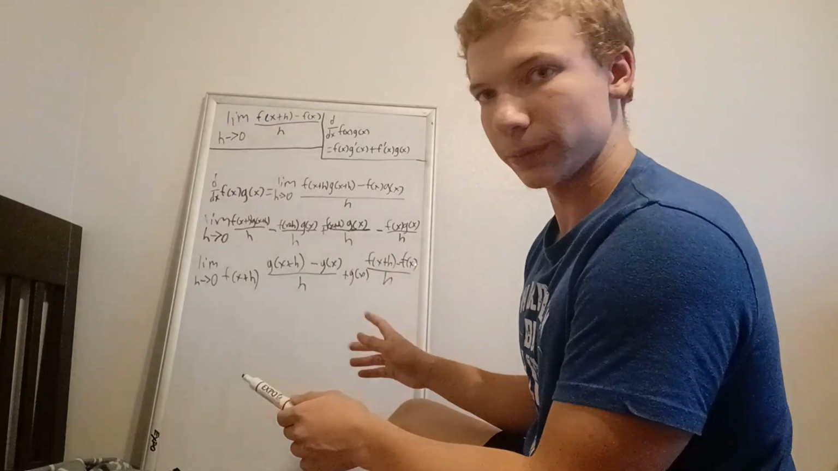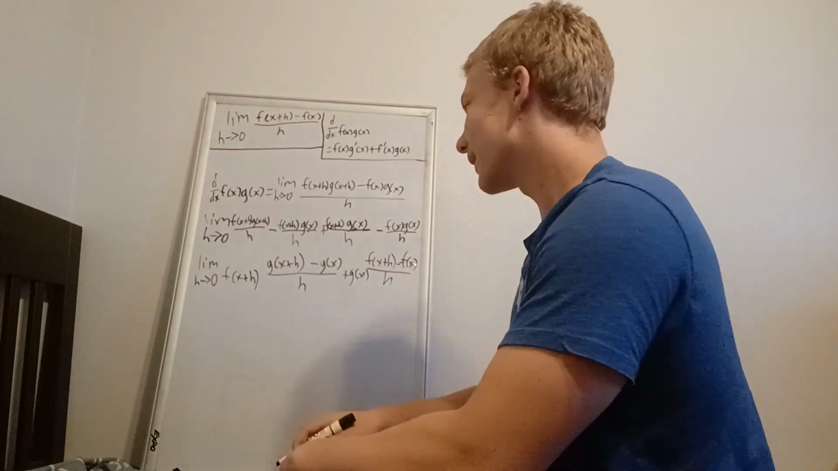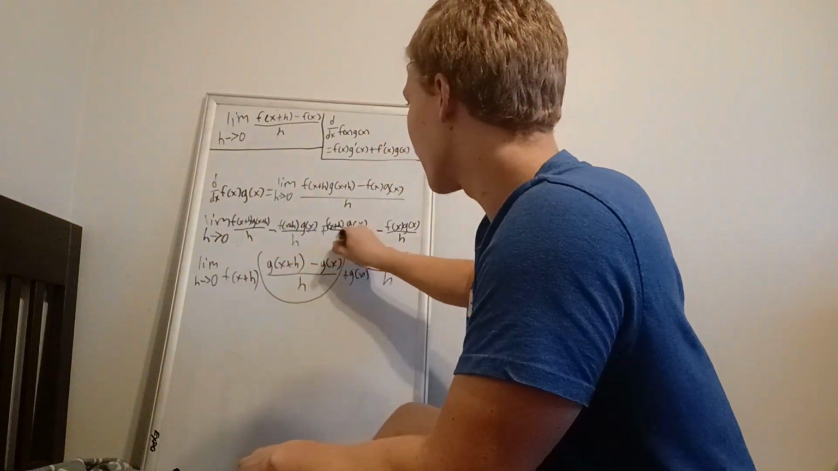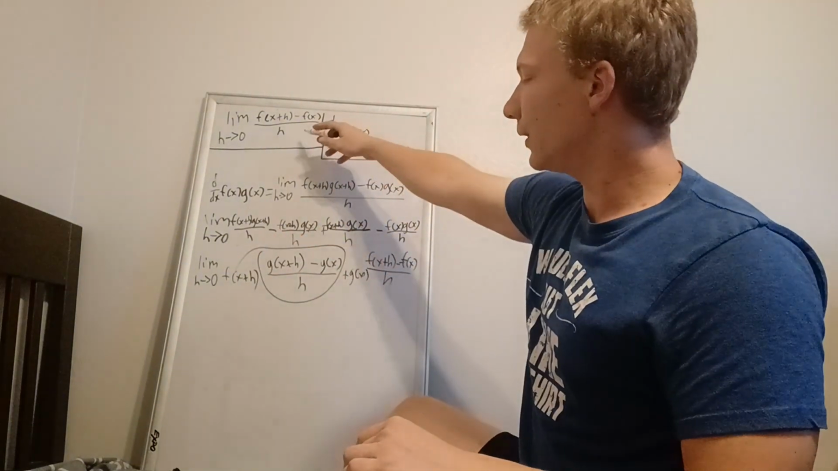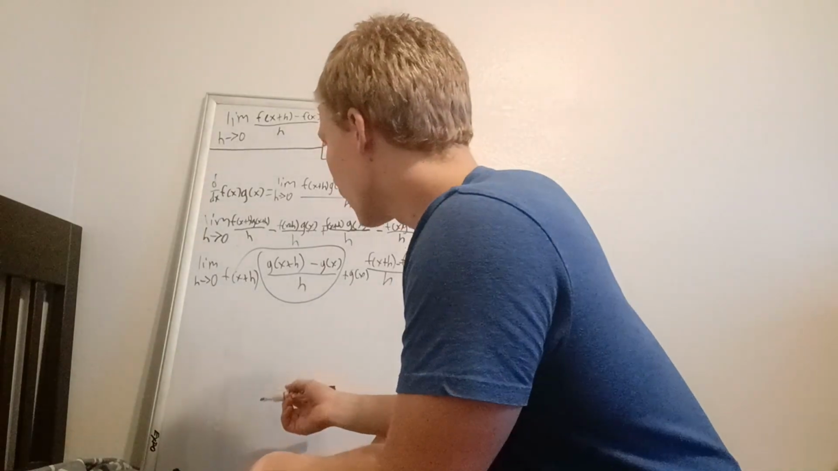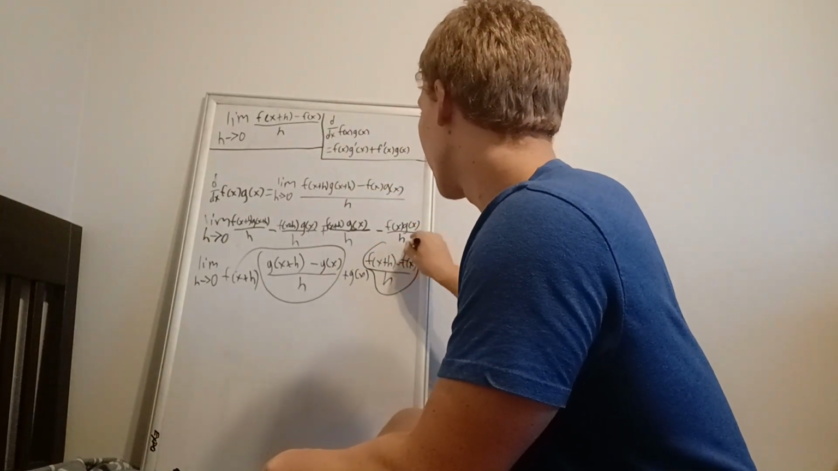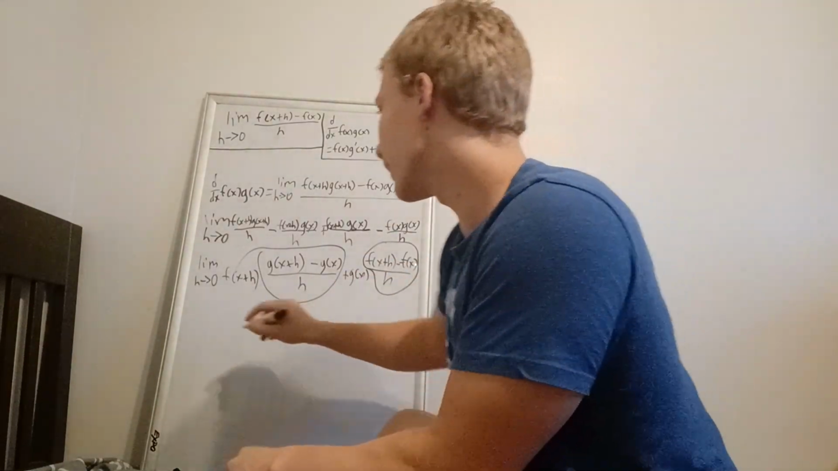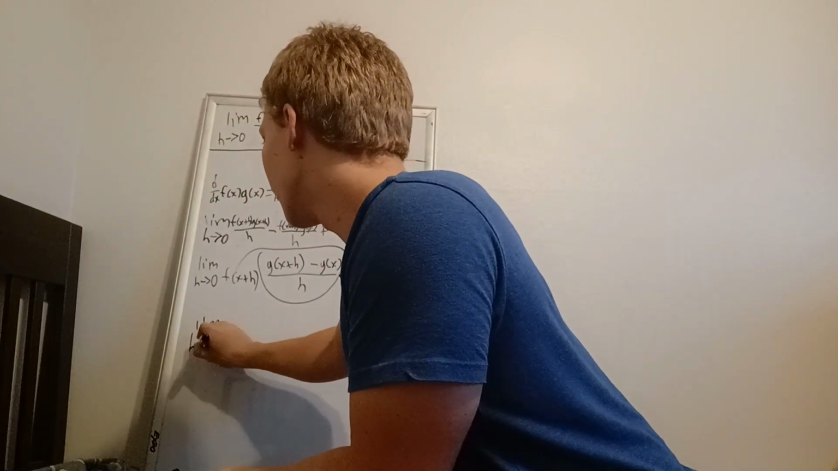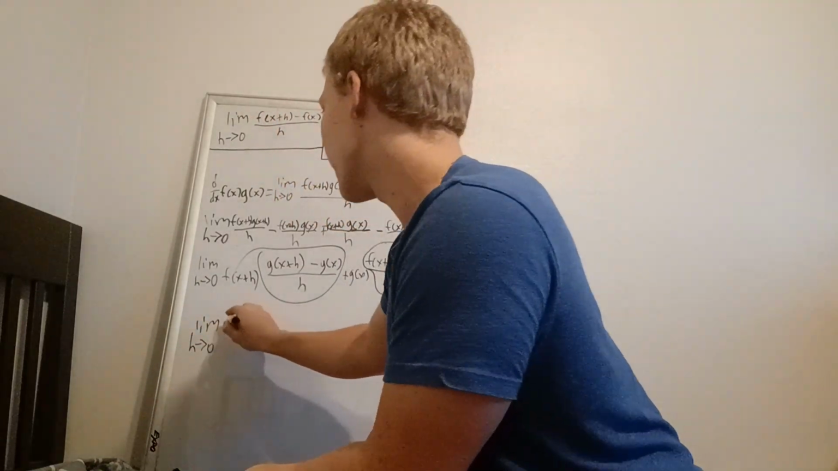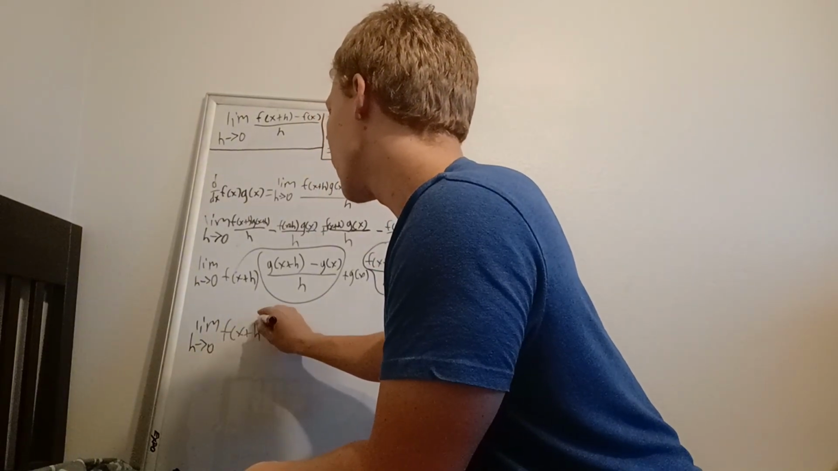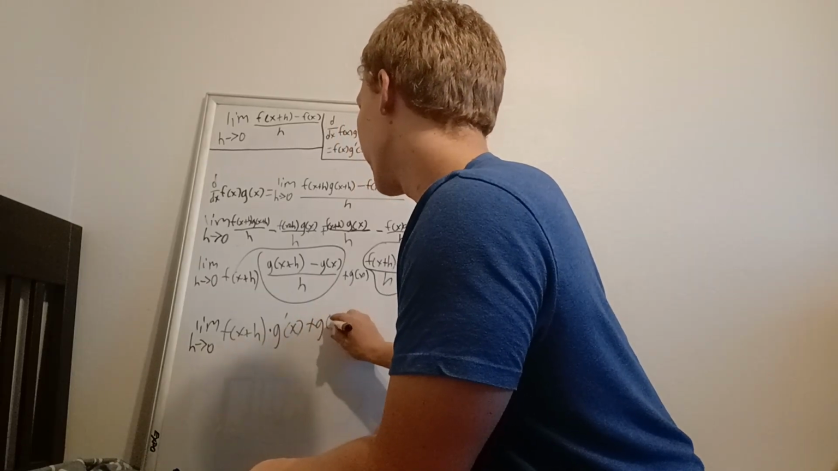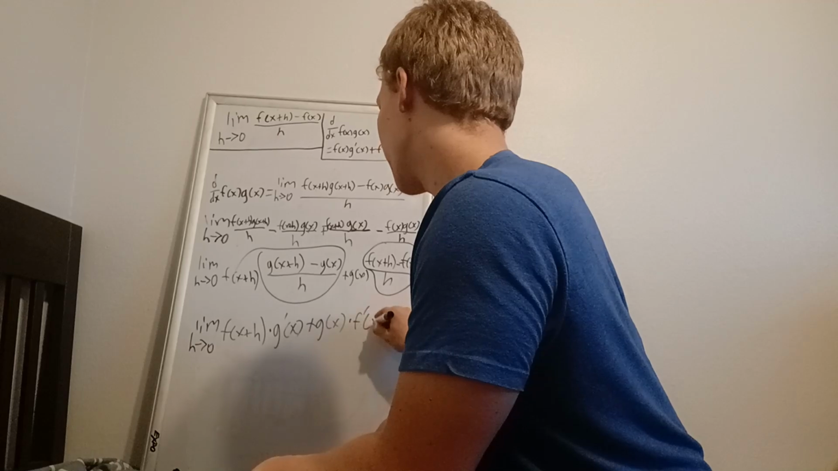Okay, so what we're going to see here is that given the context of the limit as h approaches 0, this is exactly equal to g prime of x. And this is exactly equal to f prime of x. So what we have now is the limit as h approaches 0, bring that down one last time, of f of x plus h times g prime of x plus g of x times f prime of x.